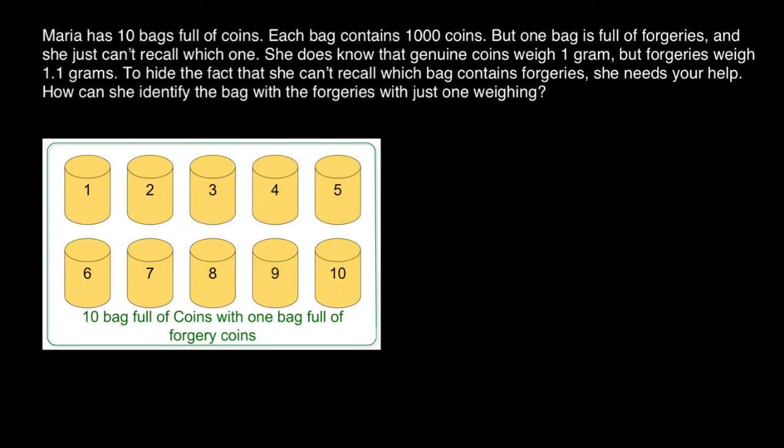Here's the problem. Maria has 10 bags full of coins. Each bag contains 1000 coins, but one bag is full of forgeries, and she just cannot recall which one. She does know that genuine coins weigh 1 gram, but forgeries weigh 1.1 grams. To hide the fact that she can't recall which bag contains forgeries, she needs your help. How can she identify the bag with the forgeries with just one weighing?